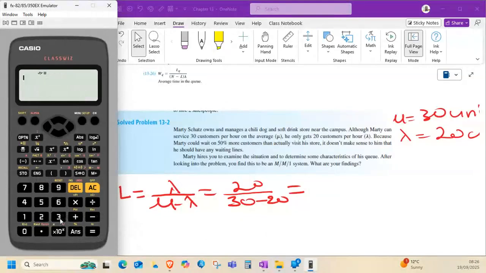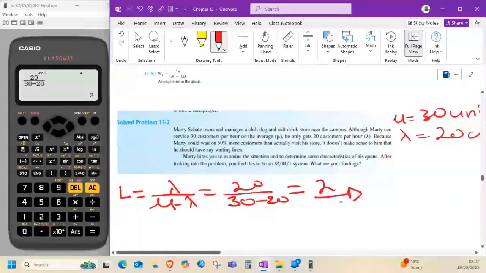Okay. So now we have 20 divided by 30 minus 20 equals 2, right? So 2 customers are in the system. 2 customers are in the system per hour.